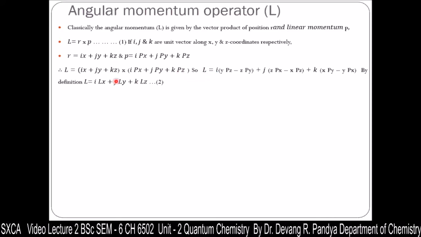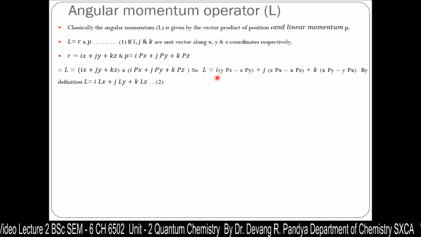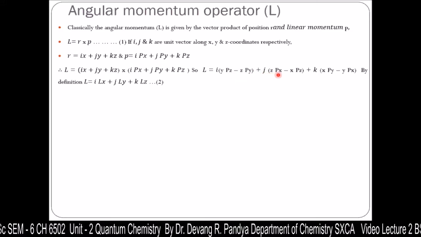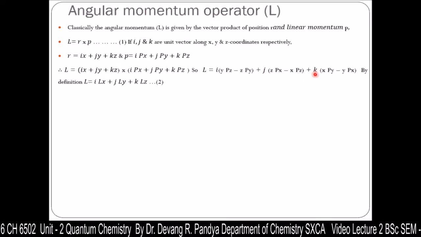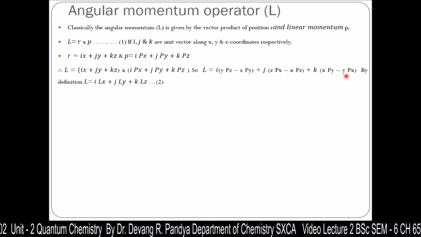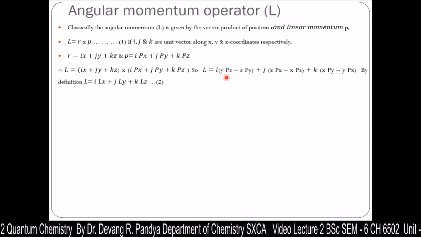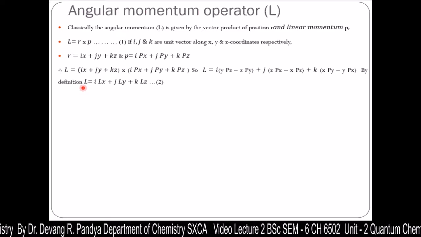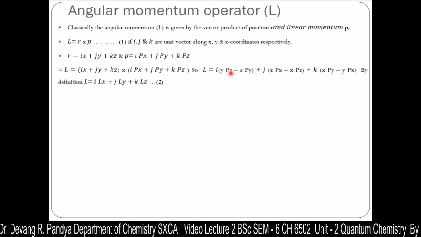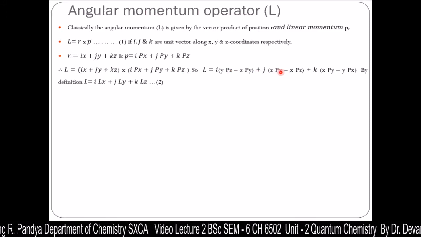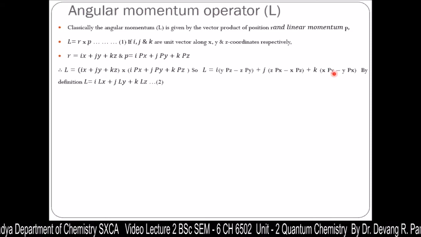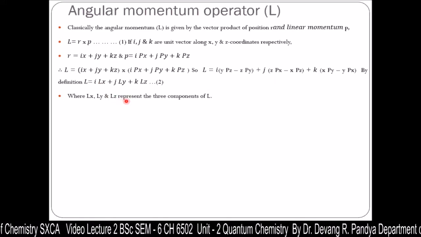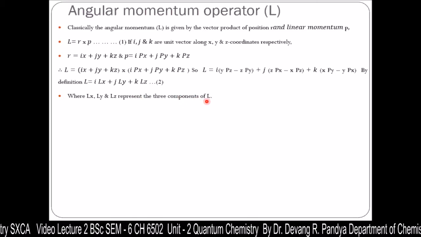So L can be written as follows. If we keep i constant, we get ypz minus zpy, and if we keep j constant, zpx minus xpz, and if we keep k constant, xpy minus ypx. So we have kept these i, j, k constant, and we get this value. By definition of angular momentum, this can be represented as Lx, this as Ly, and this as Lz. If we substitute those values, we get this equation 2, where Lx, Ly and Lz represent the three components of angular momentum L.